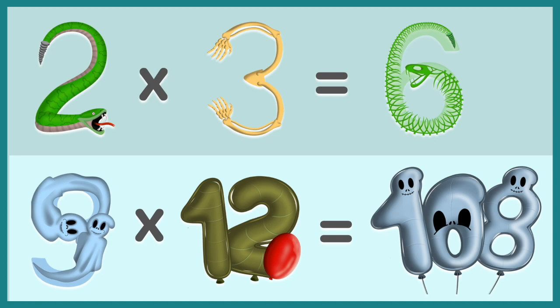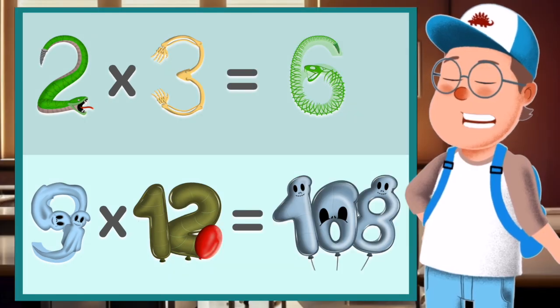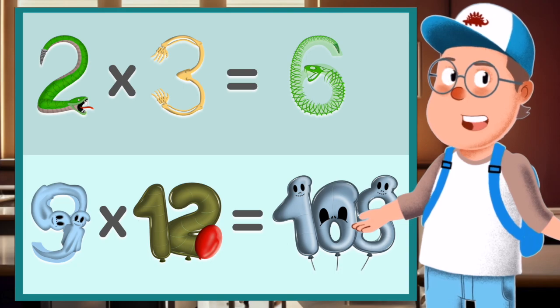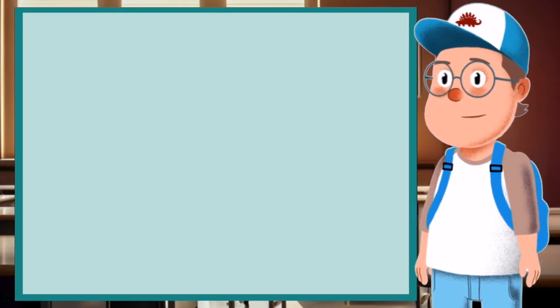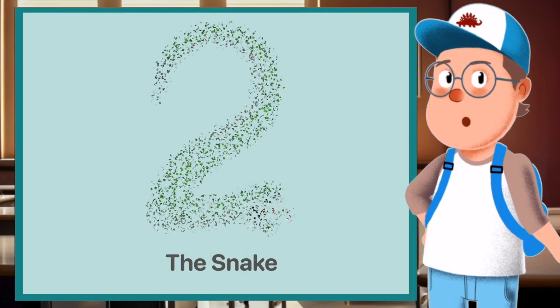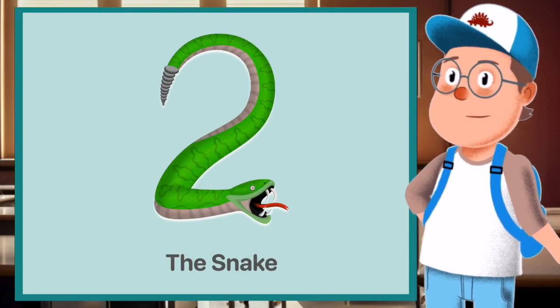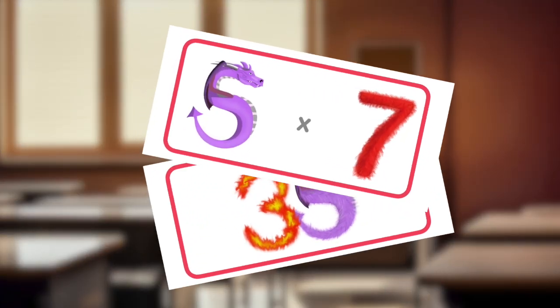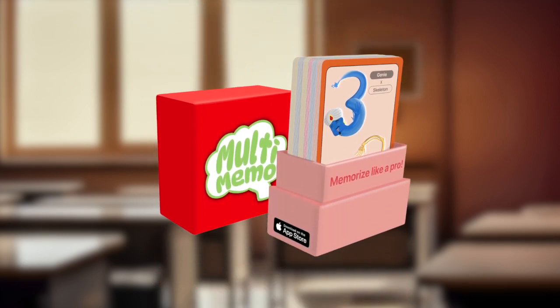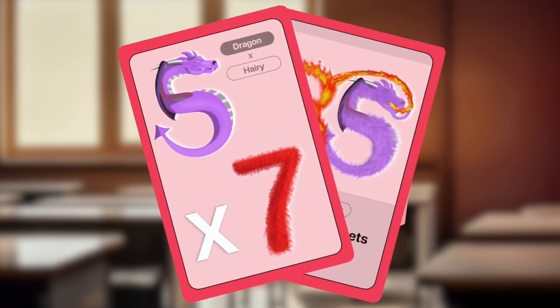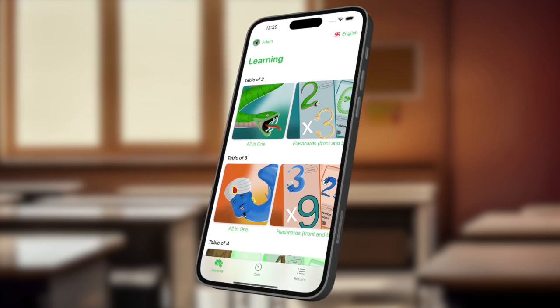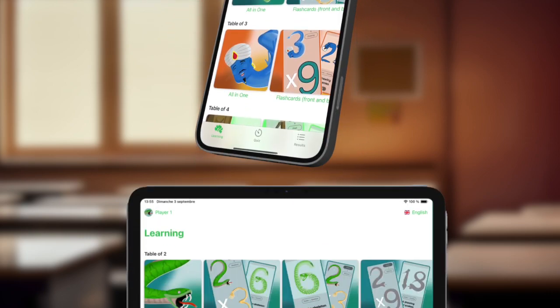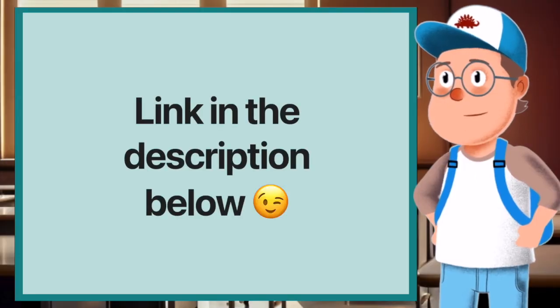But remember that memorization takes time and effort. You will need a bit of time at the beginning to remember all the styles and characters. Now that you understand how multi-memo works, you're ready to memorize your first table, the table of the snake. For learning with multi-memo, you can use our printable free flashcards. You can also use our double-sided cards. Additionally, there is a mobile app available for phones, as well as for tablets. You will find all the information about it in the description below this video.